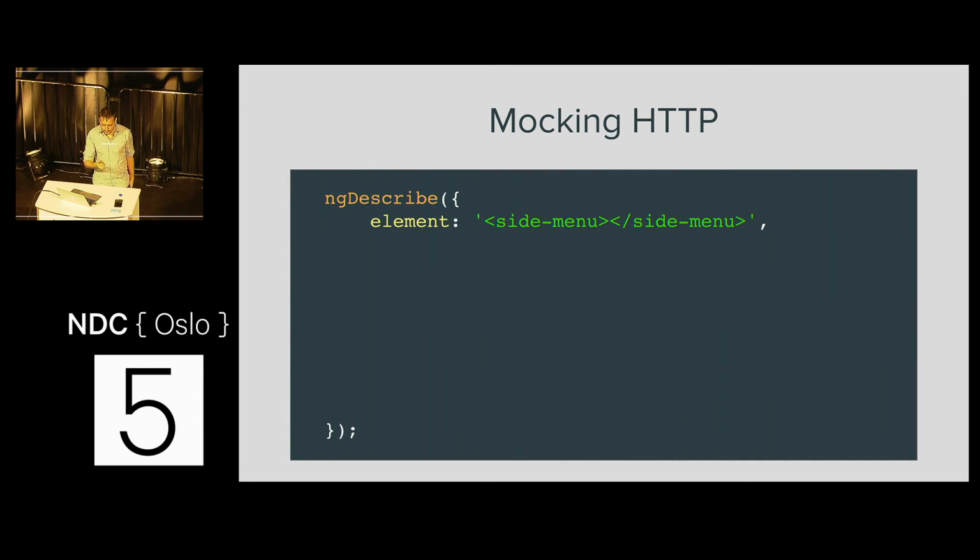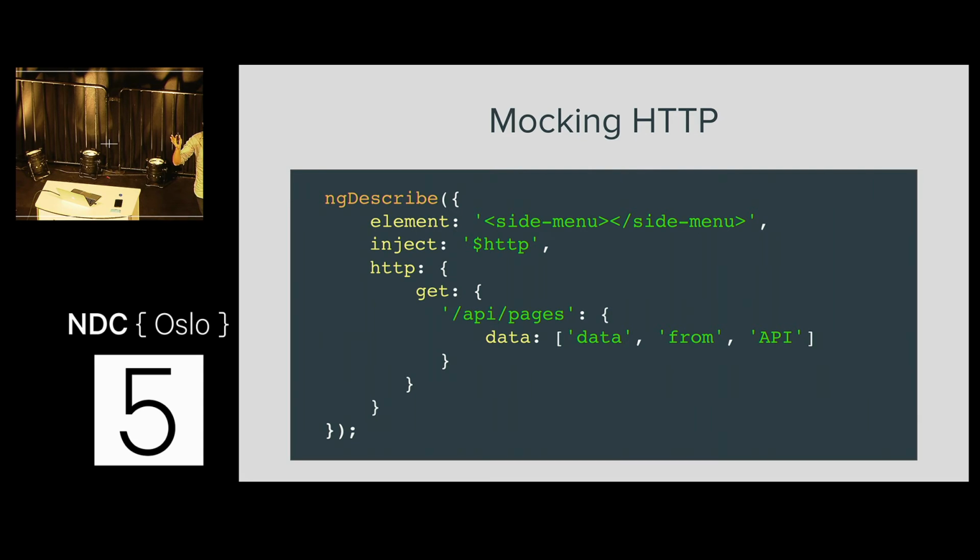So once again, I'm injecting this element, and I'm selecting this element. I want to test this side menu element, and I can also easily inject $http. And then you specify that for HTTP and for GET requests, if I get this URL, API/pages, it should return this. That's basically it. And now you can carry on and write your tests without worrying about all the messy stuff behind the scenes.